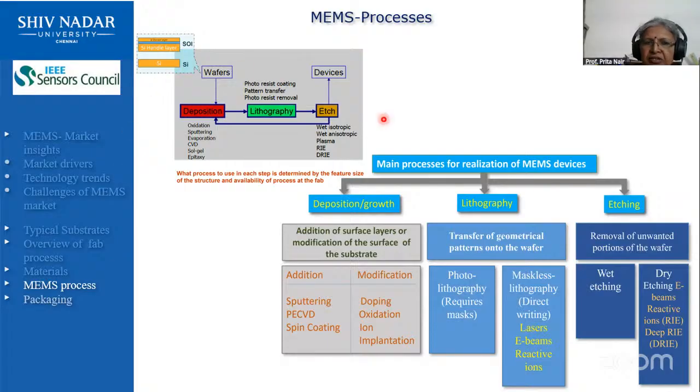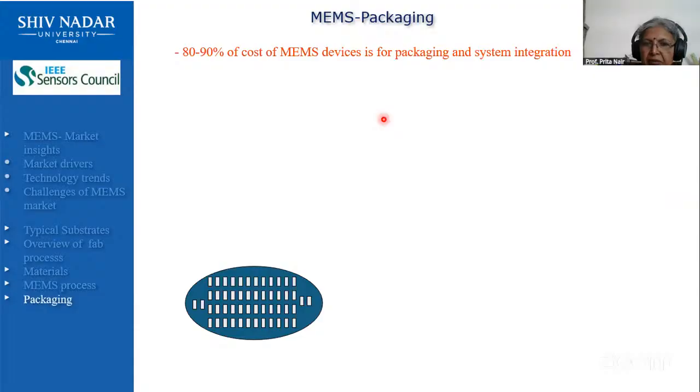Okay, so this is just capturing to you in a nutshell the main processes. And remember that most of the cost will go into packaging. You will not make a success of any device unless you plan the packaging out. You should know how it should be packaged, how I will take it for testing, and what are the points at which the inputs will come in.